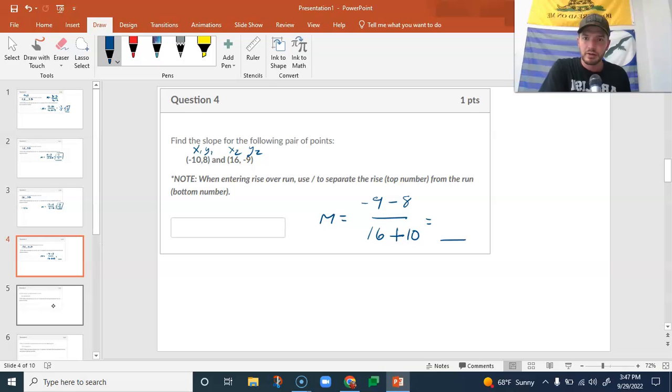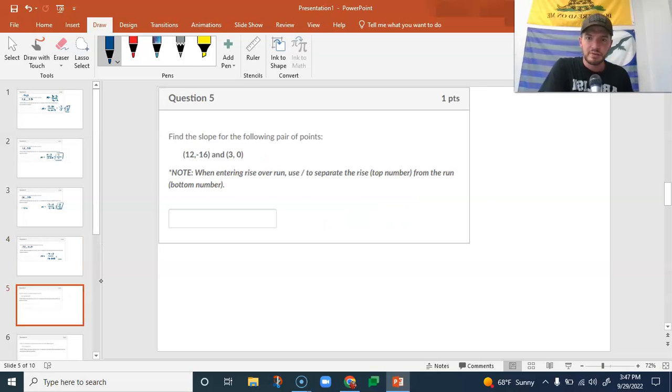Okay, that's number 4. Number 5, same deal here. x1, y1, x2, y2. And then here we go. So y2 is 0 minus negative 16 over x2 is 3 minus 12. Again, you see the minus and negative, guys. Be careful there. You're going to go plus a positive, and then you guys should be able to get that slope. Okay, again, this one on the bottom is going to be negative.